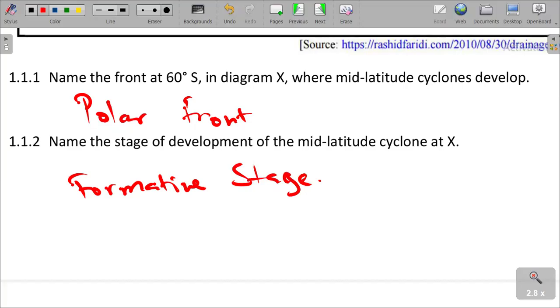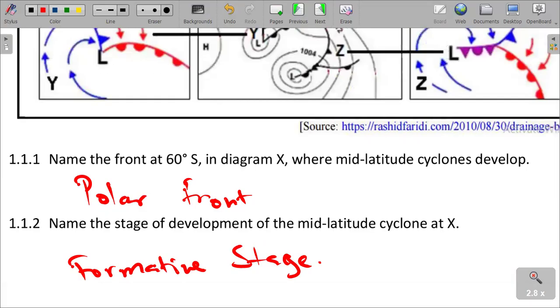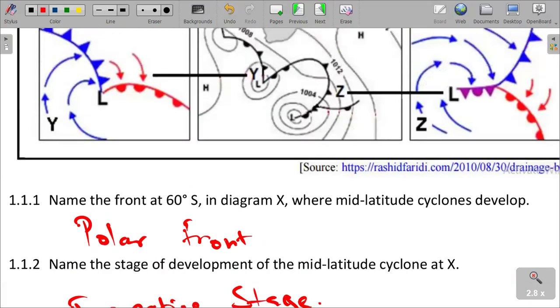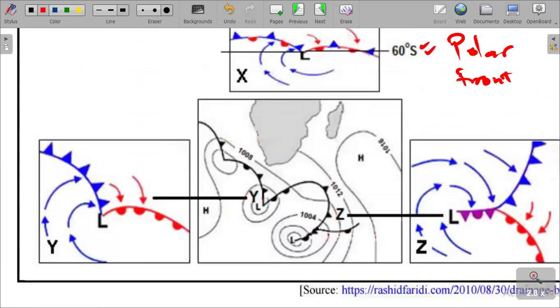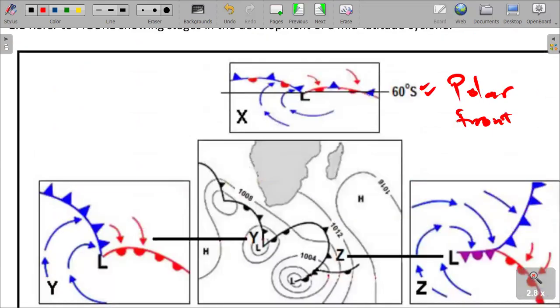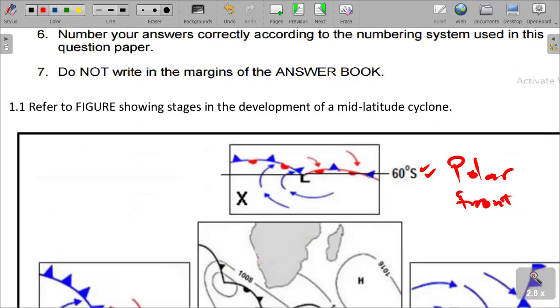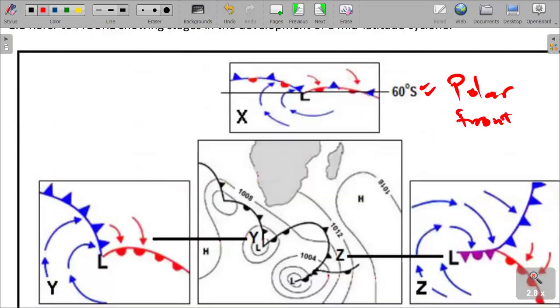So I want you to take note of the stages of development of a mid-latitude cyclone. I also have a clearer lecture whereby diagrams and notes are given explaining the stages in the development of a mid-latitude cyclone. So please refer to Metric Hub again in order for us to get more detail on this.